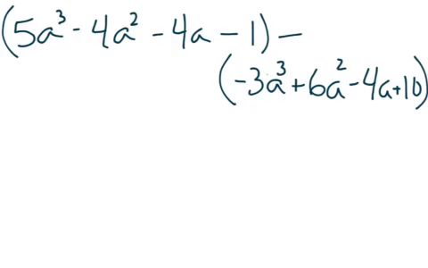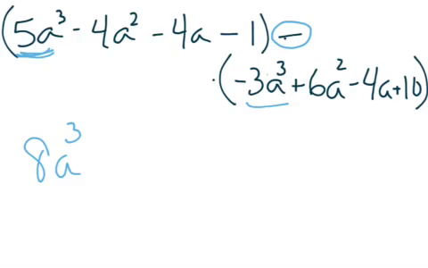Alright, so there's a couple ways you can think of this. We can either carry this negative through and just make it into an addition, or you look for your like terms. So I've got 5a cubed minus negative 3a cubed, so that would give me 8a cubed. And then I've got negative 4a squared minus a positive, so that's negative 4 minus 6, so that's going to give me minus 10a squared.